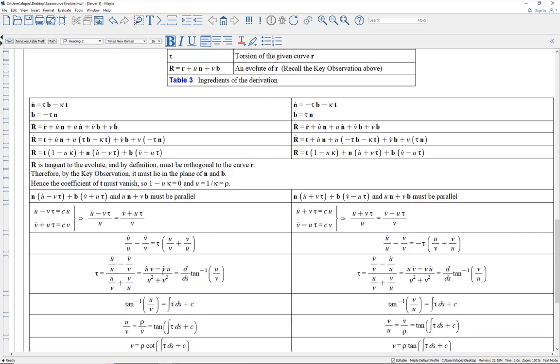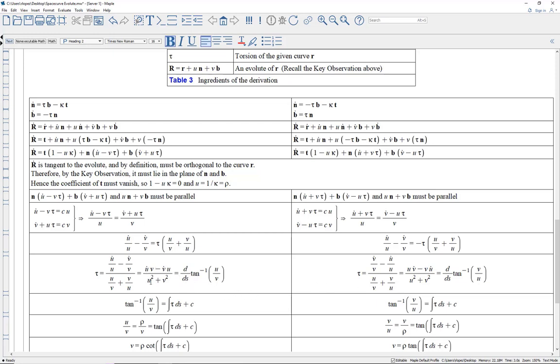Solve that for tau. You've got this clump divided by this clump. Multiply through top and bottom by 1 over UV. The U will cancel here and you get U dot V. And here you will get V dot U. And down here you'll get U squared plus V squared. And when you come over here, you're going to have U V dot minus V U dot, because of the sign differences.